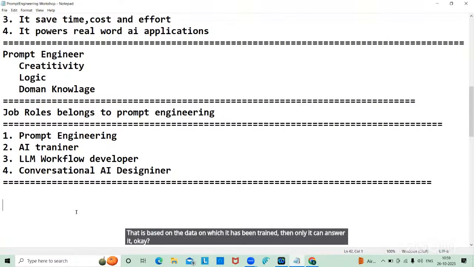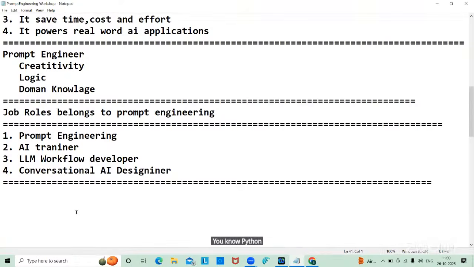Okay. You know Python. You trained on Python. If I ask Java, will it give answer? No, no. Based on the data on which it has been trained, it will give the answers. So that you can call it as outputs.